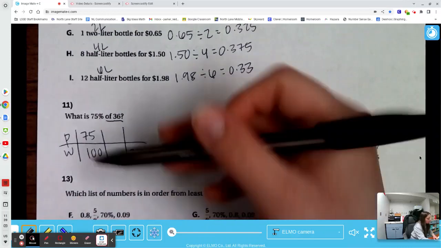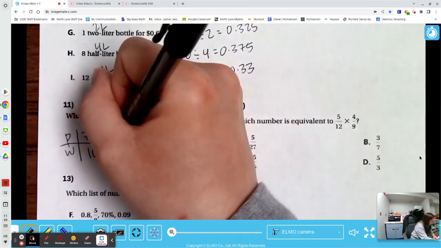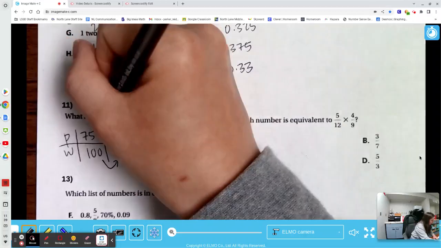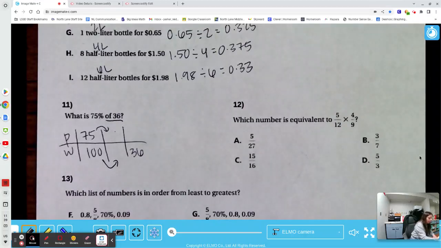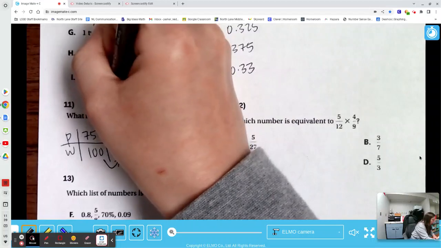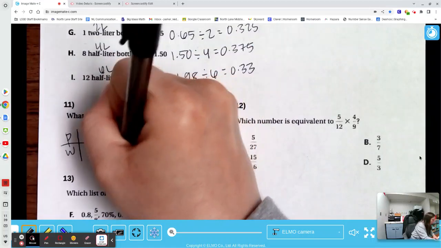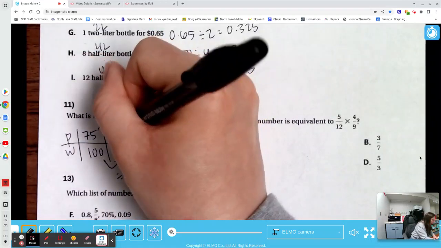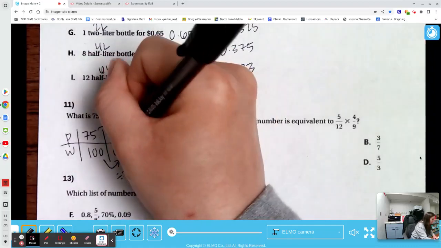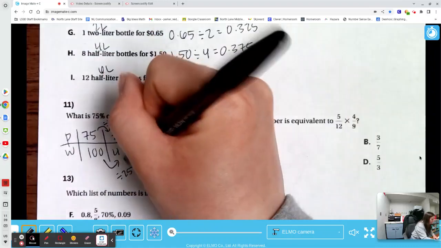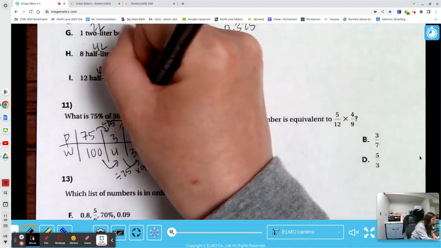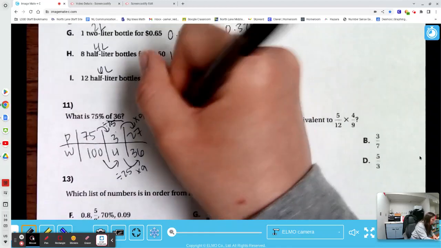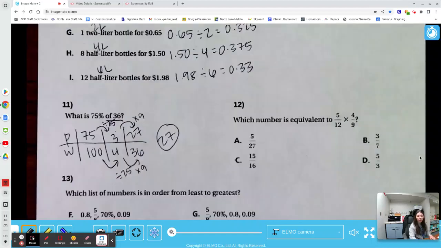The reason I left an empty column in the middle is because it's challenging to go straight from 100 to 36. So first, I'm going to divide 75 and 100 by something that fits evenly into both of them. The thing that comes to mind for me is 25. 75 divided by 25 is 3. 100 divided by 25 is 4. And then to go from 4 to 36, I would need to multiply by 9. When I do the same to the top, 3 times 9 is 27. So 27 is 75% of 36.